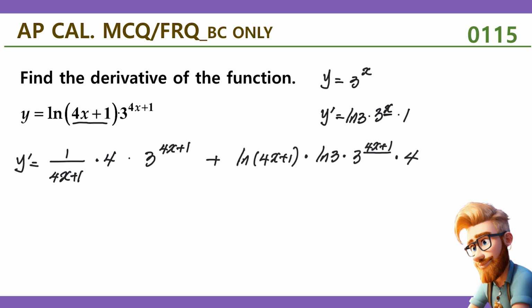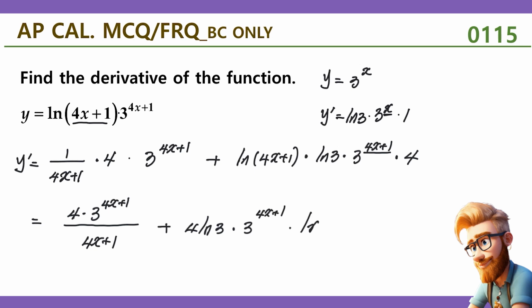Does that make sense? So if we simplify this, that's going to be just equal to 4 over (4x + 1) times 3 to the 4x + 1, plus 4 natural log 3 times 3 to the 4x + 1 times the natural log of (4x + 1), right?